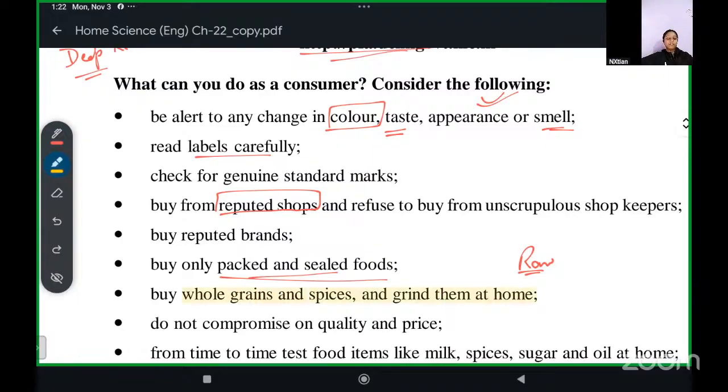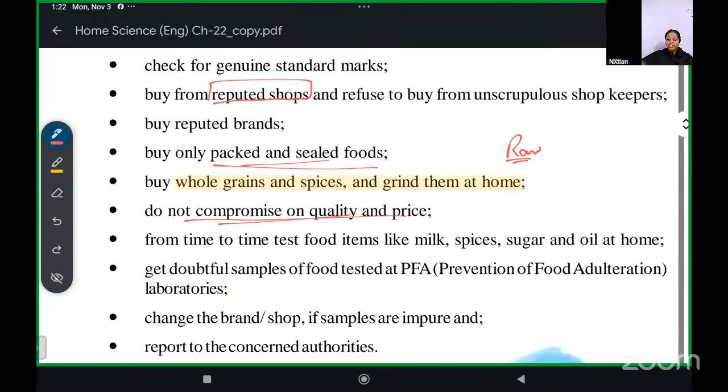I have friends who have machines to make flour. So their parents buy wheat, the raw form of wheat, and at home they make their own flour so that it is not adulterated. Then, do not compromise on quality and price. Do not compromise on the quality of the product and the prices.